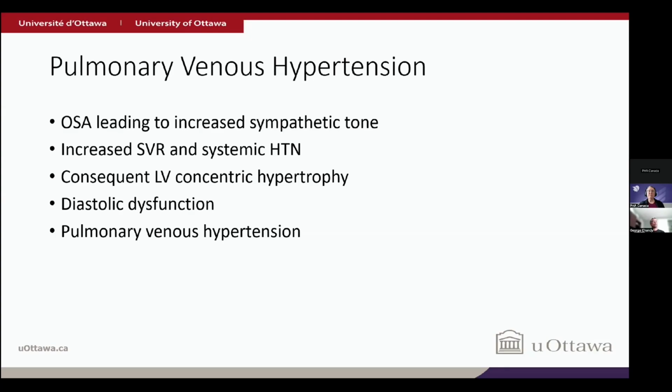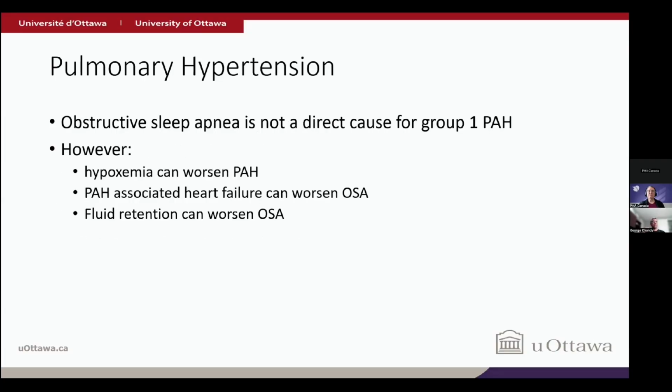That leads to high blood pressure and consequent high pulmonary hypertension. So there's many ways in which sleep apnea can cause hypertension. However, it's not really directly a cause for group 1 PAH. As everyone's listening here, we know there's many types of pulmonary hypertension, but group 1 PAH is very unique. The pathophysiology is quite unique. The response to medications, the histology, if you got a sample and looked under a microscope, is very unique.